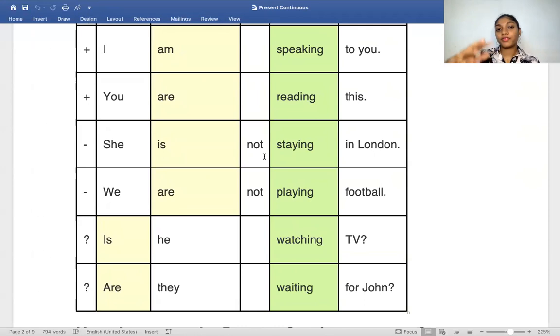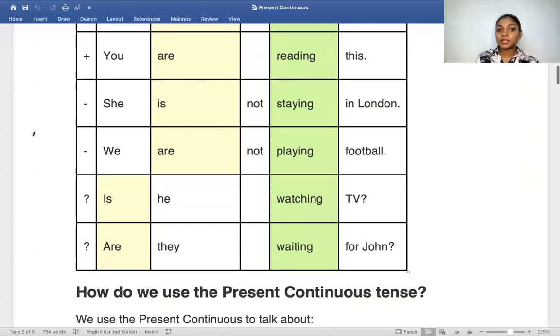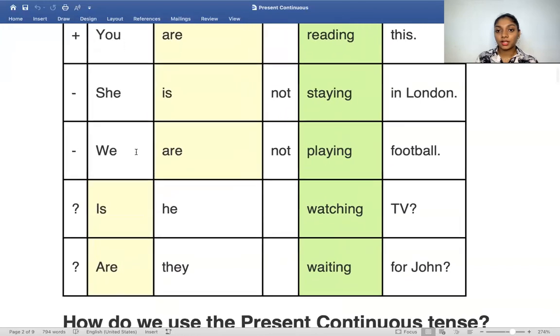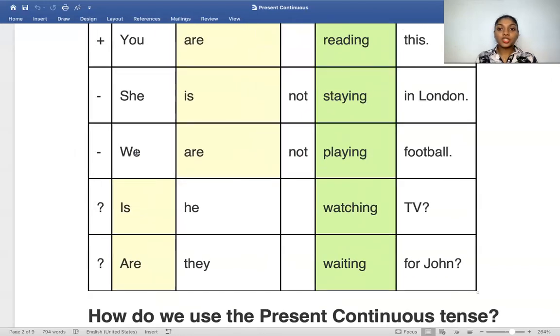Okay, and after the main verb we can add another part if we want, right? Now I will read out some examples given in this table. She is not staying in London. We are not playing football. So these are negative sentences.